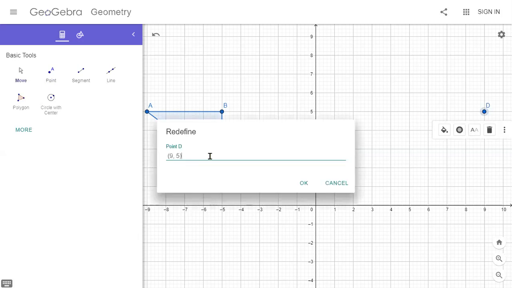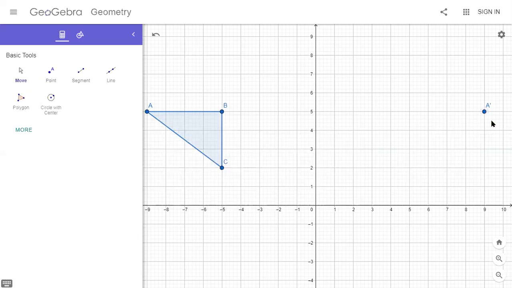This will be the image of this point, of the vertex A. This is just represented by A prime. A prime represents the image of this point A, of this vertex A. Similarly, we can find out the image of each of the vertices.